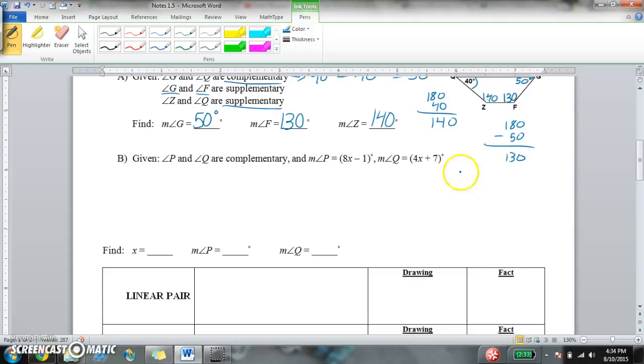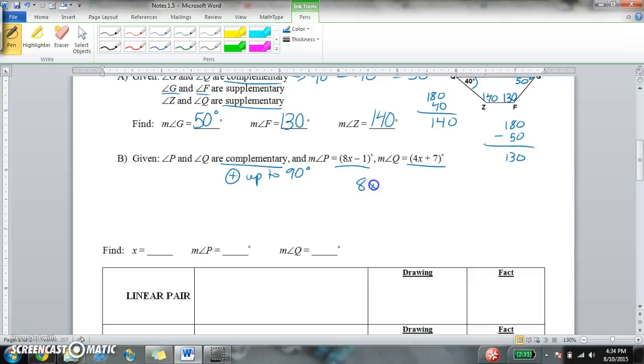We're not given a diagram this time, however, we're told that P and Q are complementary. When you see that word, you should always think that they add up to 90 degrees. Therefore, it tells us P is 8x minus 1 degrees, and Q is 4x plus 7 degrees. Again, we're adding some algebra in here. We're going to see that a lot. So we know that these two expressions should add up to a total of 90.